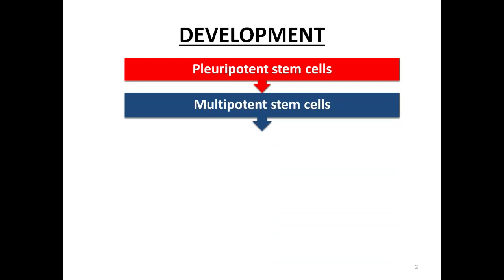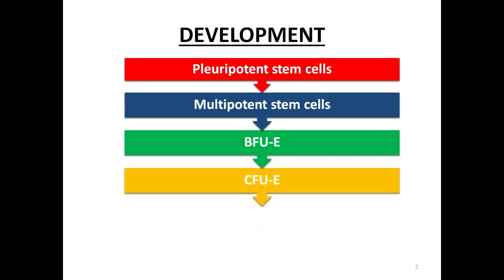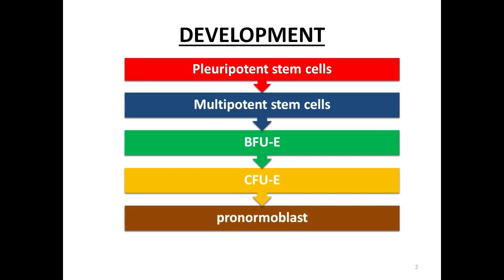Then this undergoes further differentiation and gives multipotent stem cells. Then it gives burst forming unit erythroid. Then it undergoes differentiation and gives colony forming unit erythroid. Then it undergoes further differentiation and gives pronormoblast. Now, as you all know, the reticulocytes and RBCs are developed from the pluripotent stem cells, right? So as the cell gets matured, it decreases in size.